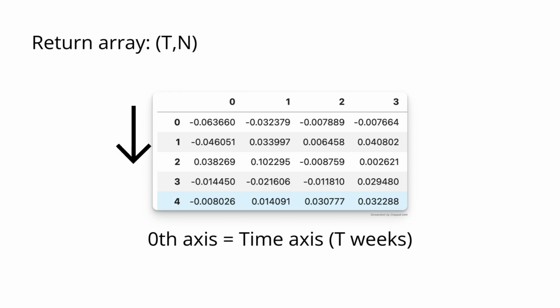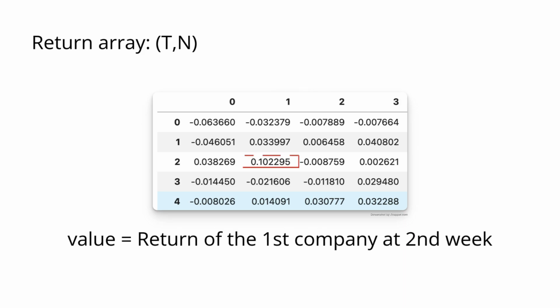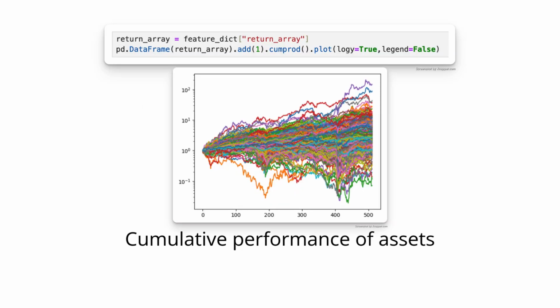This is a 2-dimensional array with a shape of t, n. The 0th axis is the time axis, and it represents t number of weeks. The first axis is the asset axis, and it represents n number of companies in this case. For example, the highlighted value here represents the return of the first company in the second week. Now, try running the command on the screen. This will generate a plot showing the cumulative performance of assets.